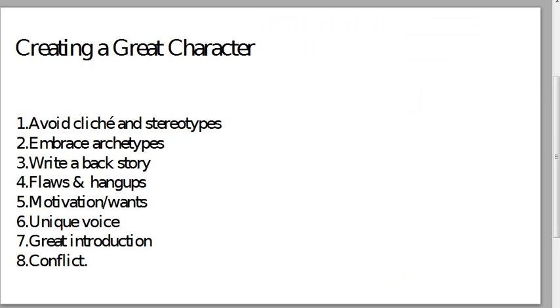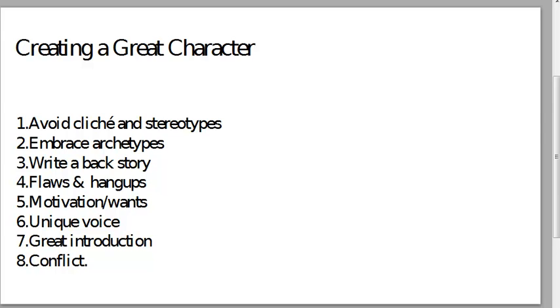So, in summary, creating great characters involves, first of all, avoiding cliches and stereotypes, but embracing archetypes. What's the foundation of the character? What's their central essence? Do write a backstory, or if you're storyboarding something, find the backstory. You know, who are these characters? Really understand them and how they would behave. You want to know their flaws and hang-ups. What are their weaknesses? This is what makes them human. And you want to know what their motivation is. What do they want? What are they hoping to get?